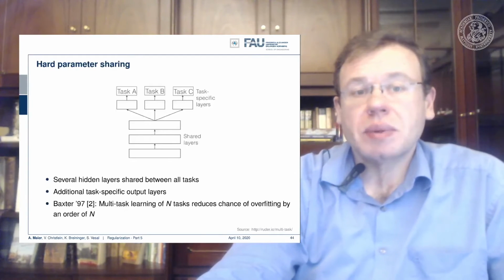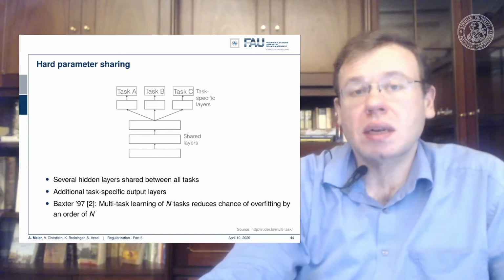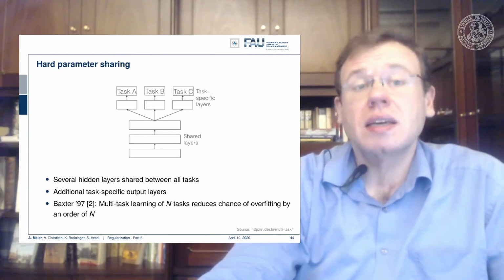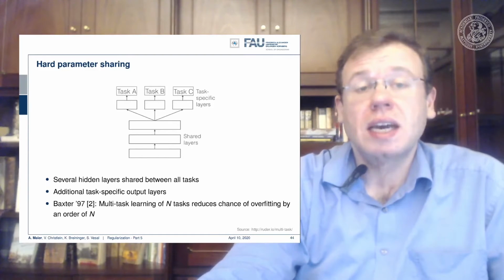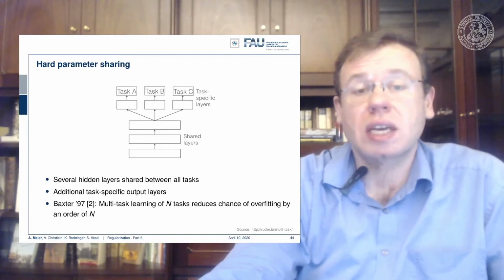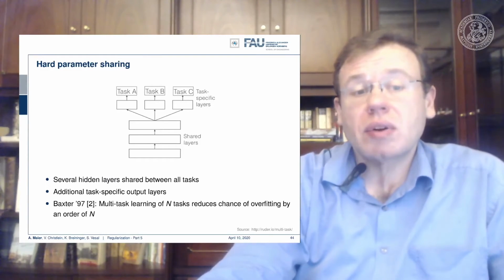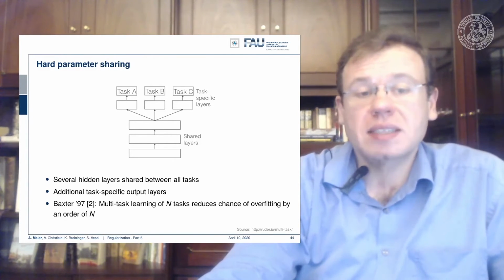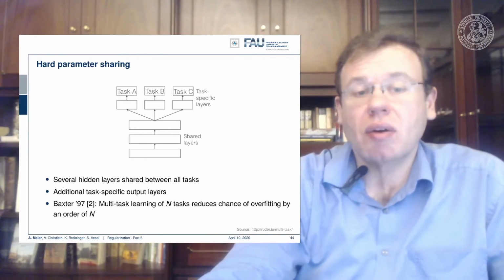So let's look at the setup. We have some shared input layers. These are like the feature extraction layers, the representation layers. Then we split at some point where we go into task-specific layers and evaluate on task A, task B, task C. They may be very different, but somehow related, because otherwise it wouldn't make sense to share the previous layers. So several hidden layers are shared between all of the tasks. And as already shown by Baxter in '97, multitask learning of n tasks reduces the chance of overfitting by an order of n. There's nothing more practical than a good theory.